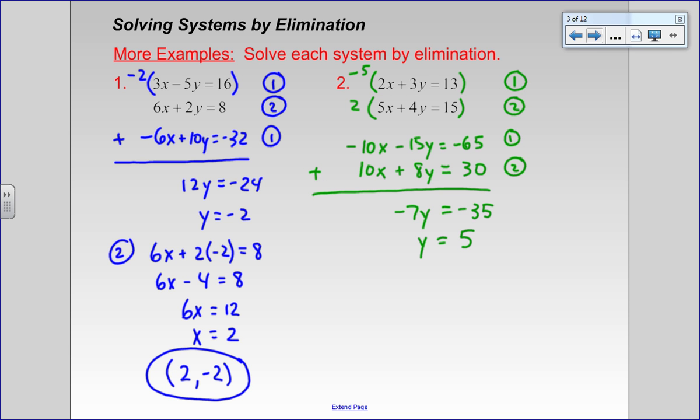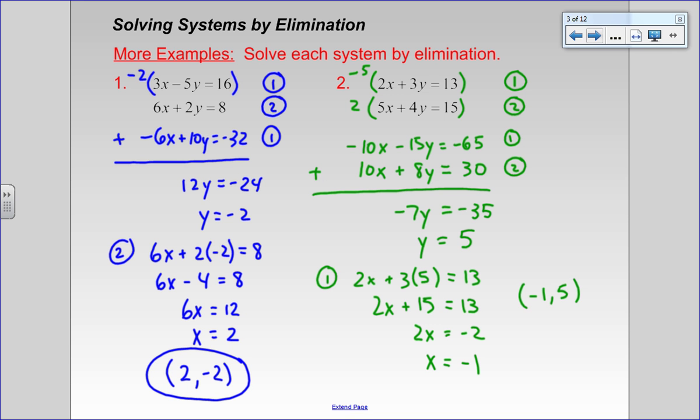And now we can substitute back in to either of our two equations to find x. Let's use equation number 1. 2x plus 3 times 5 equals 13. And now solving for x, we see that x equals negative 1, so our solution is the ordered pair negative 1, 5.